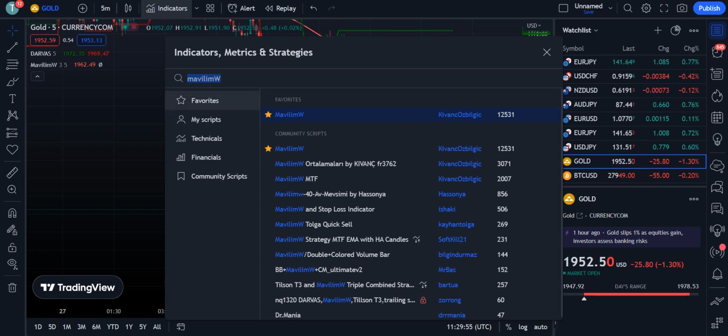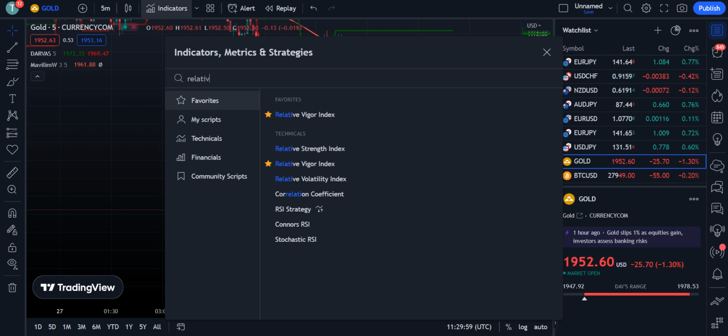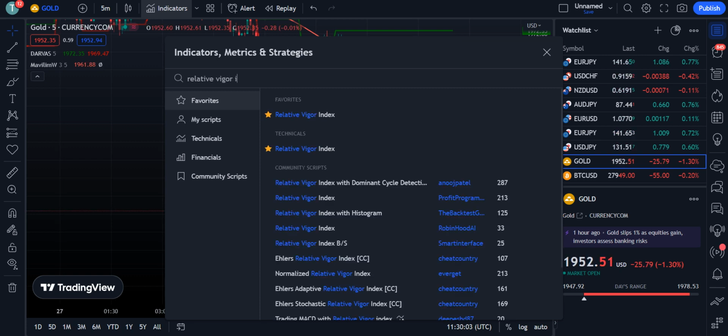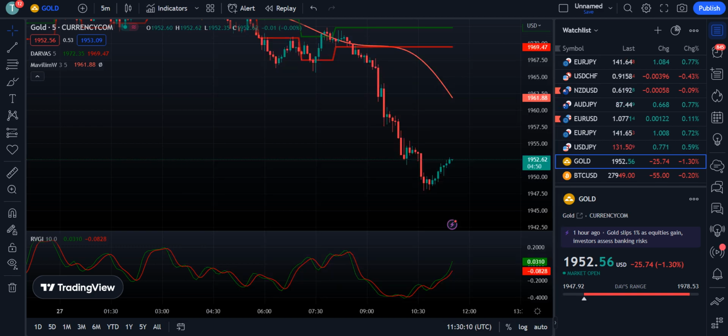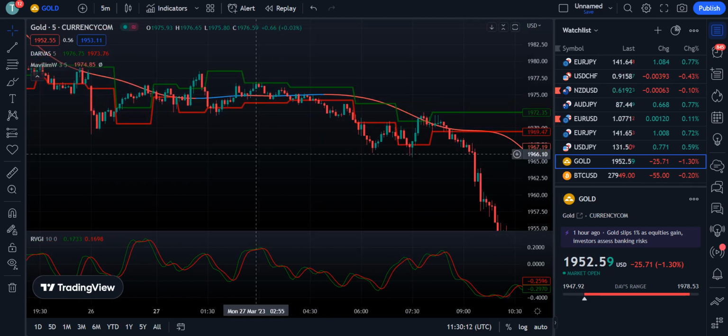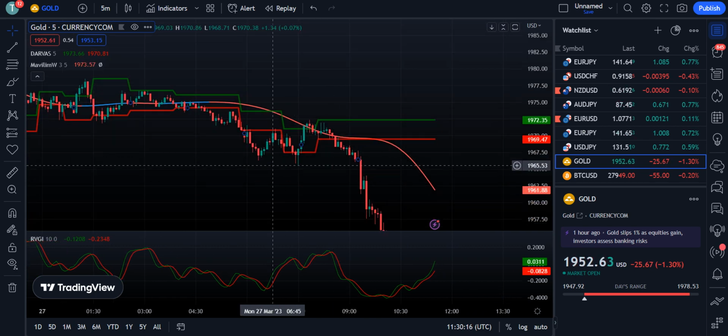And now we are going to add the third indicator, and that is the relative vigor index. You have to click on this one, and it is on our chart now. You can see our chart will look like this, as this is in front of you.